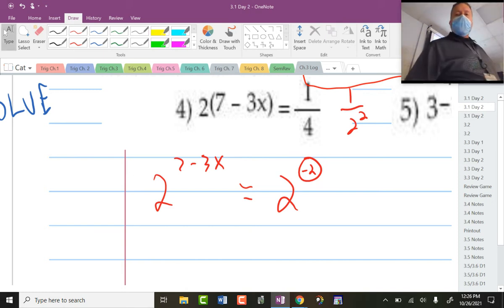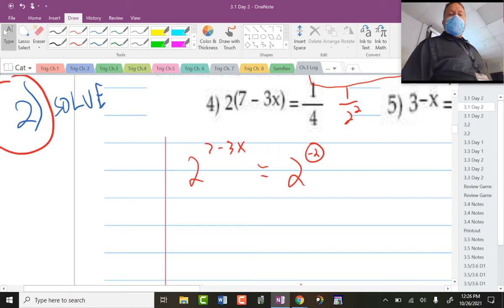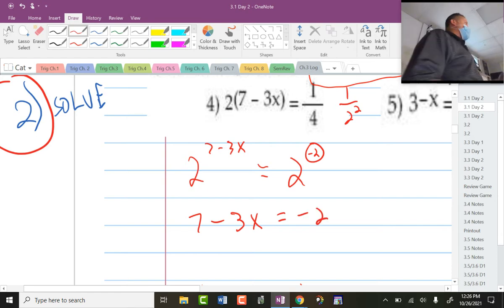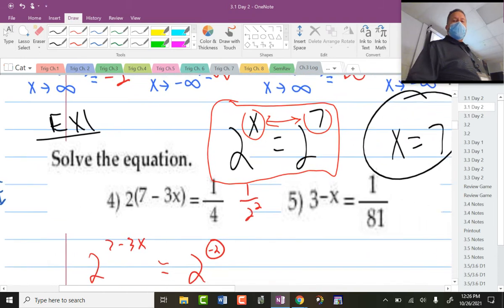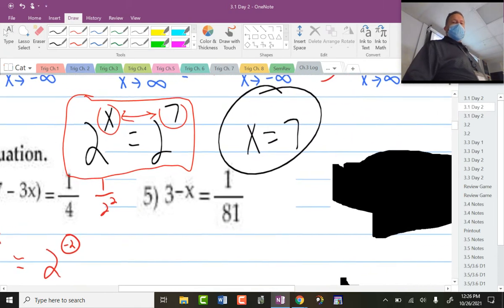And then what I told you yesterday was, if I have 2 to this equals 2 to that, the only way that could be true is if this equals that. Then I showed you some stupid little things, which I still think I erased. I got rid of them. Oh, there they are.